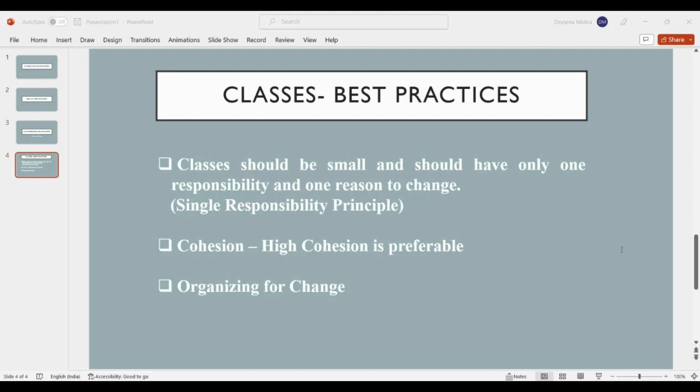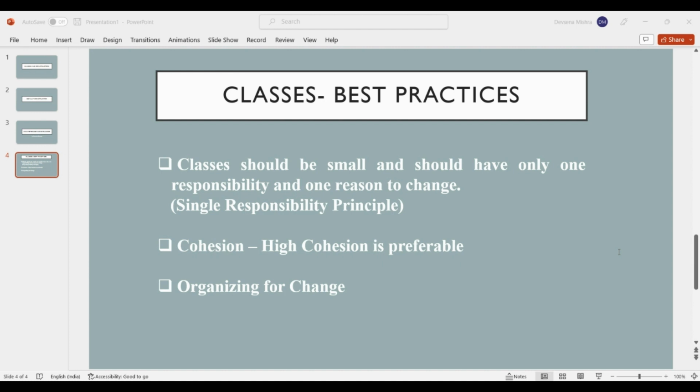We want our system to be composed of many small classes, not a few large ones. Each small class encapsulates a single responsibility, has a single reason to change, and collaborates with a few others to achieve the desired system behaviors.